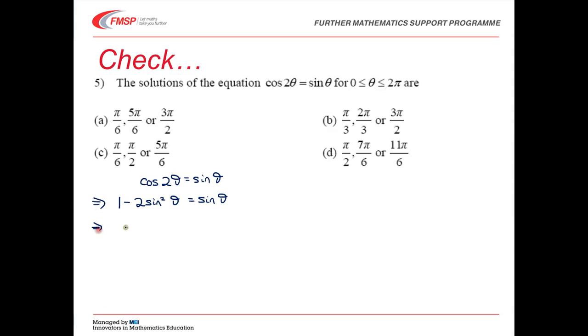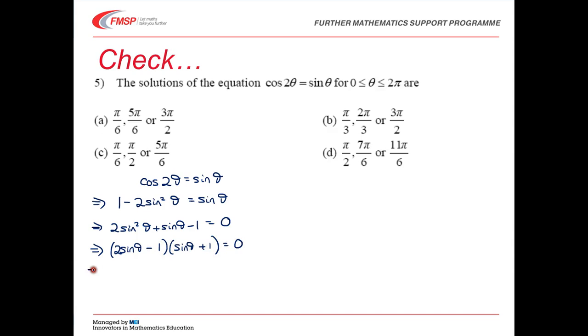And then get everything on one side of the equation. I'm going to collect on the left hand side but then swap them round, so that'll be 2 sine squared theta plus sine theta minus 1 equals 0. This is a quadratic equation in sine theta, and you might prefer to write it as 2s squared plus s minus 1 before you factorise it, but otherwise you'll get this 2 sine theta minus 1 sine theta plus 1.